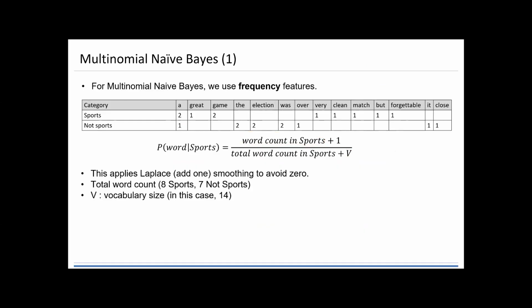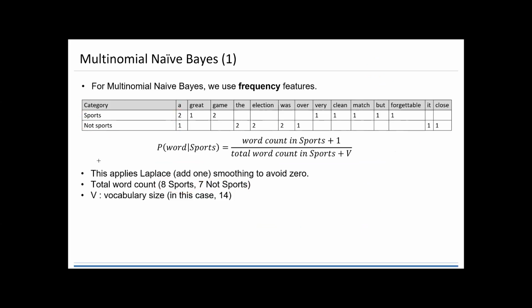The total word count, yeah, we have 8 and 7, 8 for sports and 7 for not sports. So yeah, this kind of variance might be a little bit different between some of the algorithms. For example, some algorithms want to look at the intersection, or some algorithms just want to look at the categories of the word on those categories and so on.